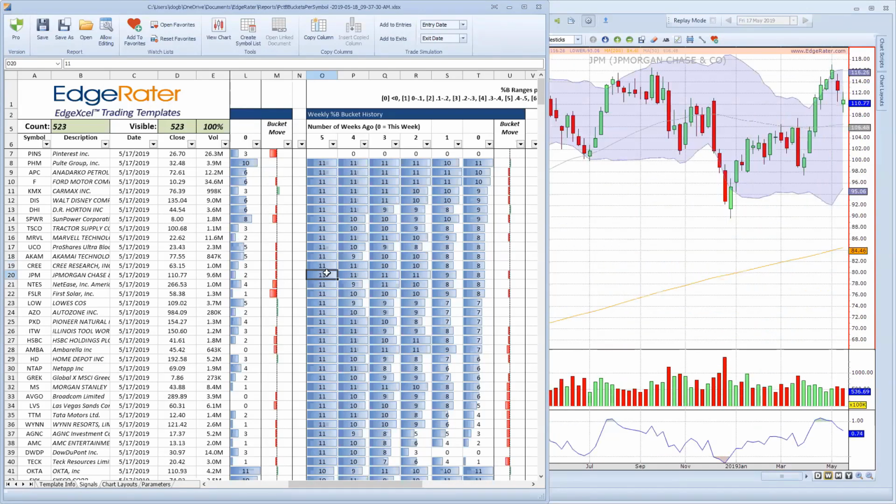You can run any report in EdgeRater for any prior day as well. Obviously, by default this just runs for the current day, but you could go back to a particularly interesting date in history and run the report for that date too. Very easy to do. And I'll just quickly show you how to do that.